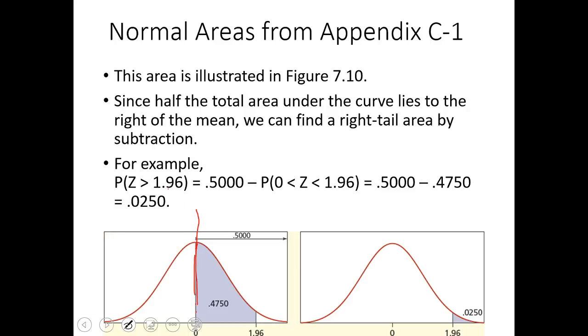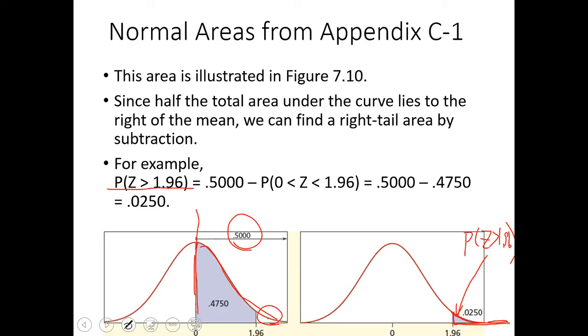So the positive half of this distribution is 1 over 2, 0.500. So this area is the probability that z is greater than 1.96.